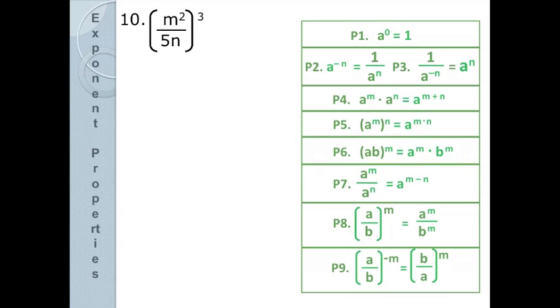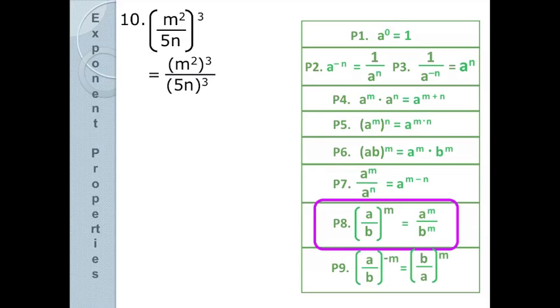Example number 10. We have m squared over 5n all raised to the third power. We will start with property number 8. Apply the exponent to each part of the fraction. So the m squared gets to the third power, the 5n gets the third power.